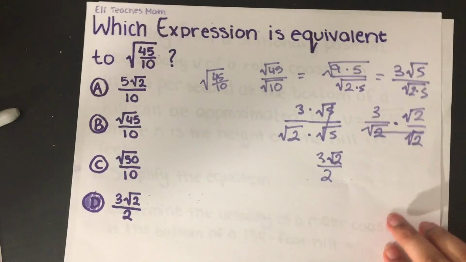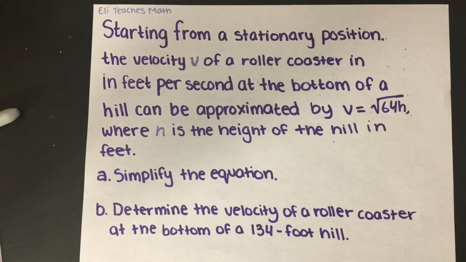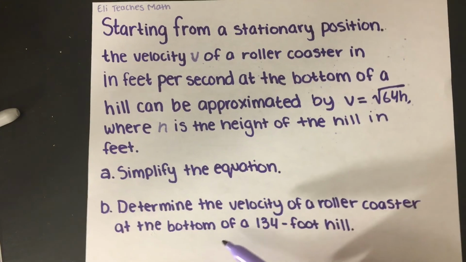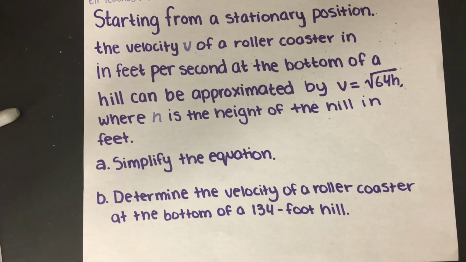Let's try another example. Here's a word problem. Starting from a stationary position, the velocity v of a roller coaster in feet per second at the bottom of a hill can be approximated by v is equal to the square root of 64h, where h is the height of the hill in feet. A. Simplify the equation, and B. Determine the velocity of a roller coaster at the bottom of a 134-foot hill.